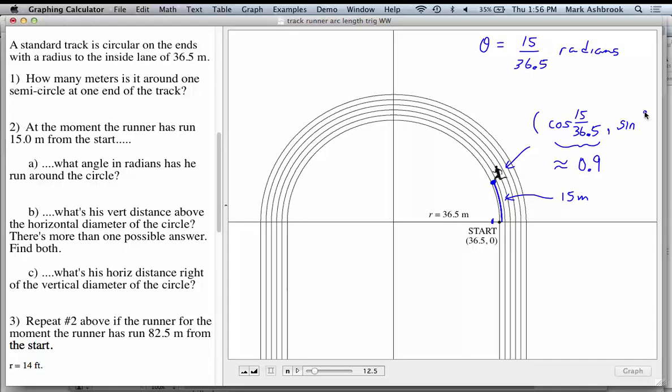Sine of 15 over 30. Right, sine of the same angle. And can you make an estimate for that? He wants 0.4. Reasonable? Yeah. Short of halfway up.